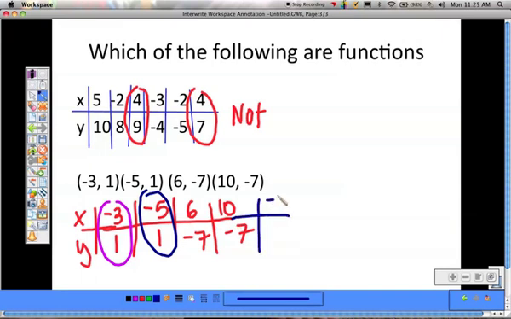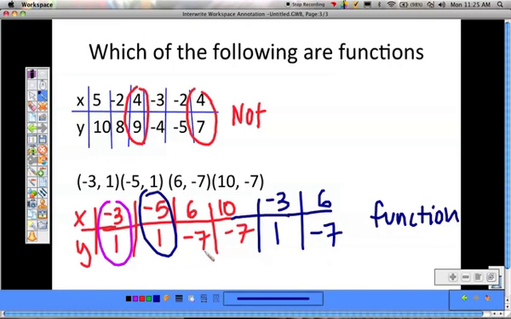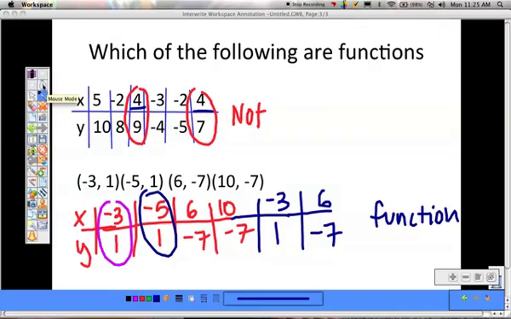As long as every time you put in a -3 you get a 1, or every time you put in a 6 you get a -7, this is a function. So y values can repeat, just not for the same x value. So this is not a function because when I put in a 4 I got something different. This is a function because for every x value there's only one y value.